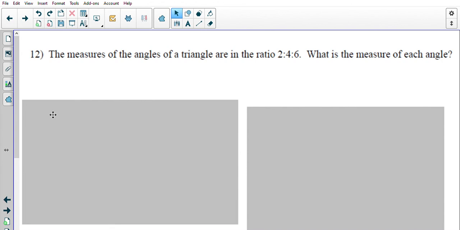So number 12, it says the measures of the angles of a triangle are in the ratio 2 to 4 to 6. So you might have thought ratios were going away, but not quite. What is the measure of each angle?